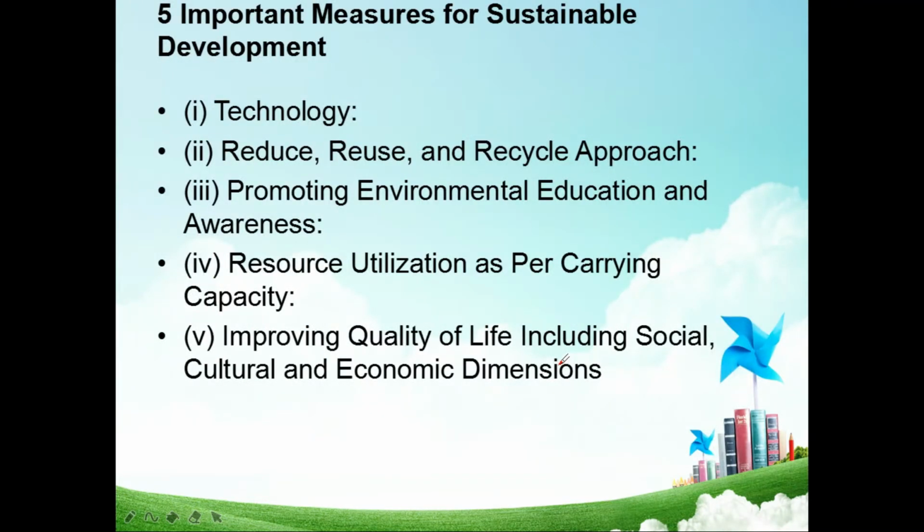Next, let us get to know five important measures related to sustainable development. What are those five important measures related to sustainable development? First one is related to technology. So technology, in the sense, what you have to check upon. Technology means whatever appropriate technology you are going to use, in an eco-friendly manner. It should also be cost effective in nature. That is one thing. And it should also be resource efficient.